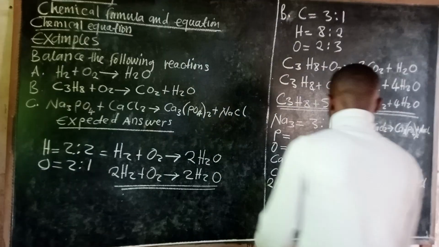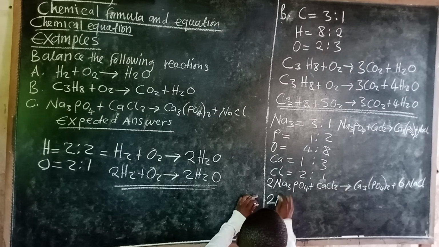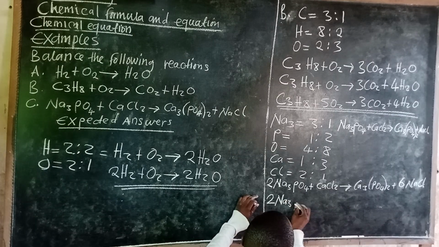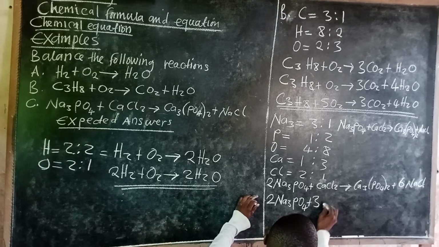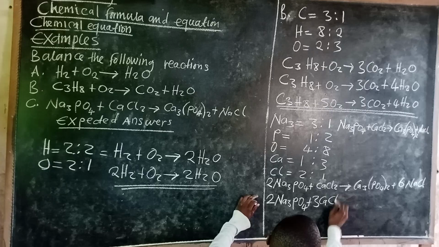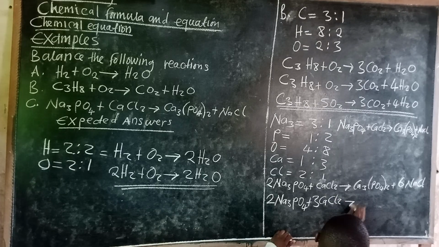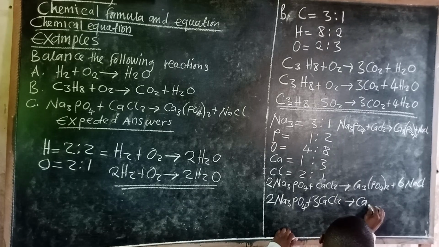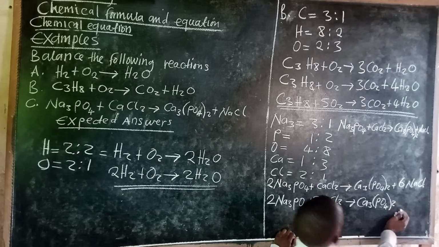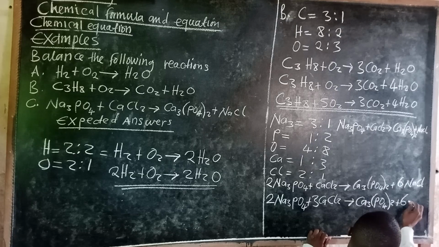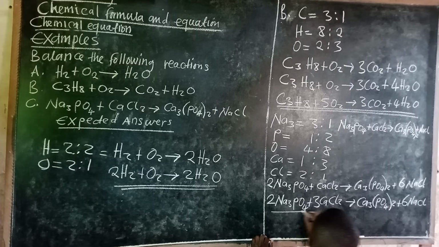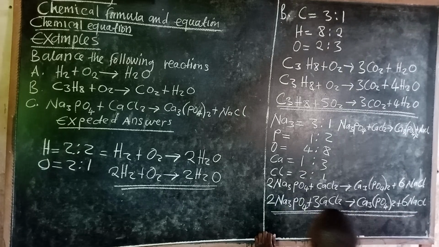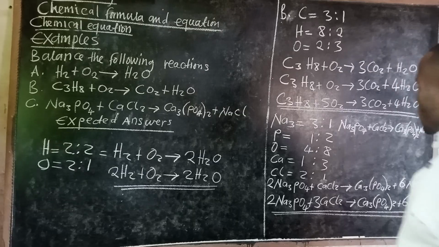So therefore, the final one will be 2, 3, then plus, here we have to put 3 calcium. Chlorine has become 6, as it is that side. Hence, balanced. Okay, so you can even prove.